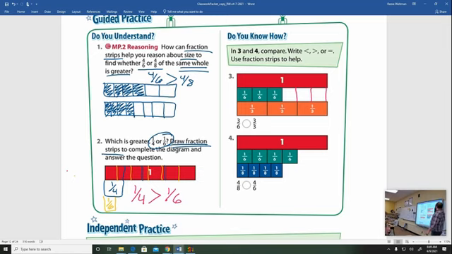So in this case it says, write, again, our greater than, less than, or equal to symbols, and use fraction strips to help. In this case, we've got the whole. Remember, these are all the same whole. They're just cut up differently. So in this case, we have one that's cut into sixths and one that's cut into thirds. Andrew, which one's greater? 3/6 or 1/3? Or excuse me, 3/3. That's right.